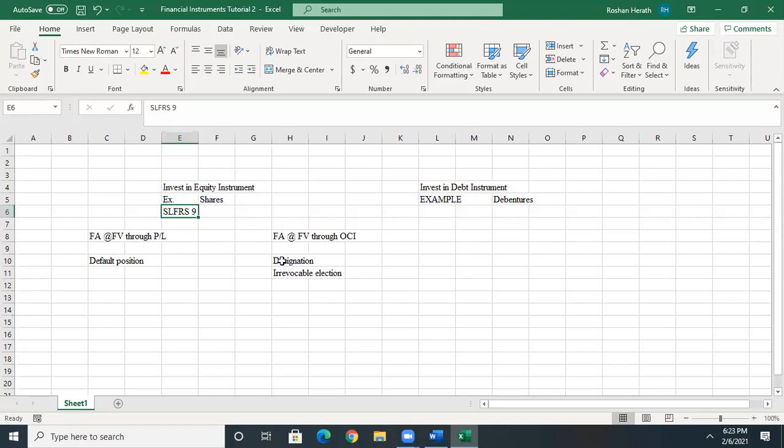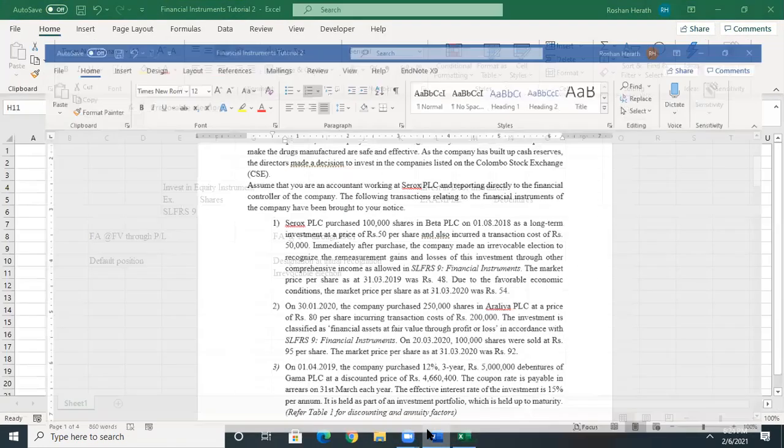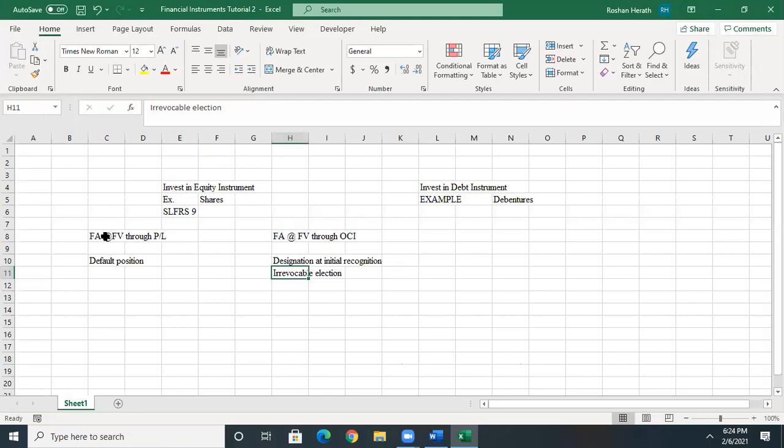You can designate at initial recognition, and that election is irrevocable. That means you cannot reverse it later. You cannot switch back to financial asset at fair value through P and L. If you make that choice, you go ahead with it throughout the lifetime of that particular investment. That's what it says.